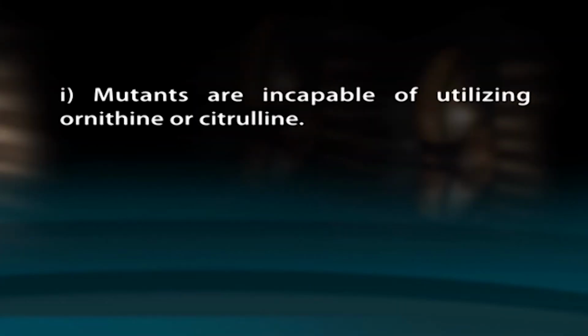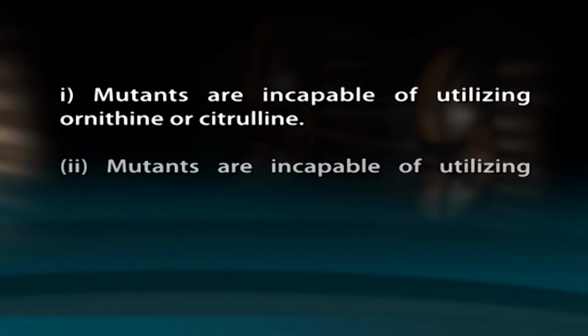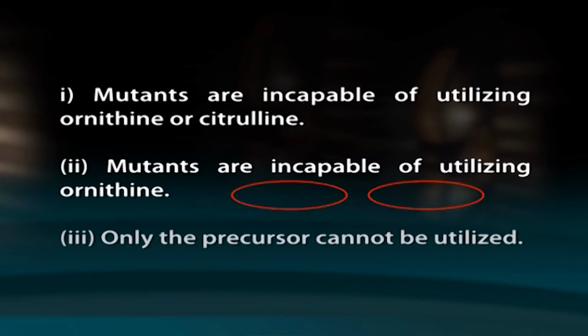These mutants indicate that in the first case, 1. Mutants are incapable of utilizing ornithine or citrulline. In the second case, 2. Mutants are incapable of utilizing ornithine, but in the last case, 3. Only the precursor cannot be utilized.